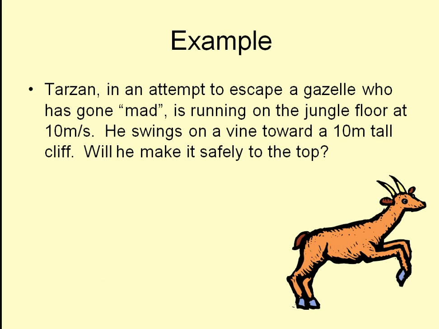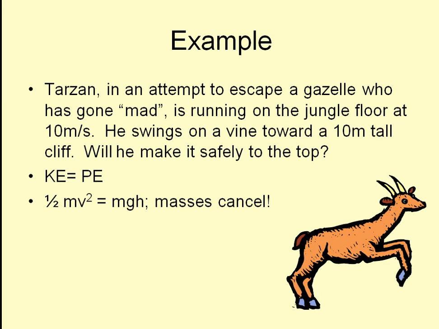Let's look at another one. Here's Tarzan again, running away from a gazelle. He is running on the jungle floor at 10 meters per second. If he's on the floor, I'm already thinking he doesn't have any potential energy to start with, but he sure does have kinetic energy because he's going at 10 meters per second. Then he swings up to the top of a cliff, and that cliff is 10 meters tall. So it does have a potential energy, but he's going to be done swinging when he gets to the top. So we have kinetic energy equals potential energy.